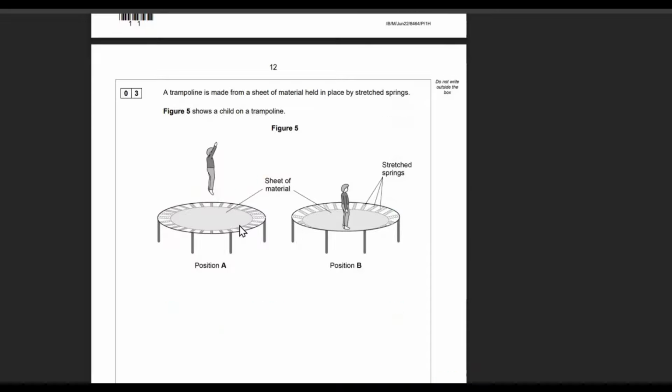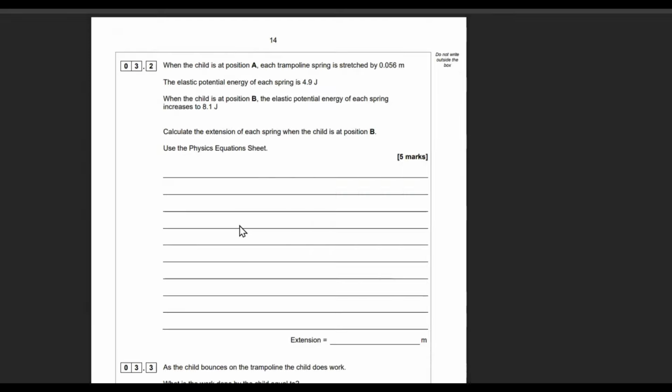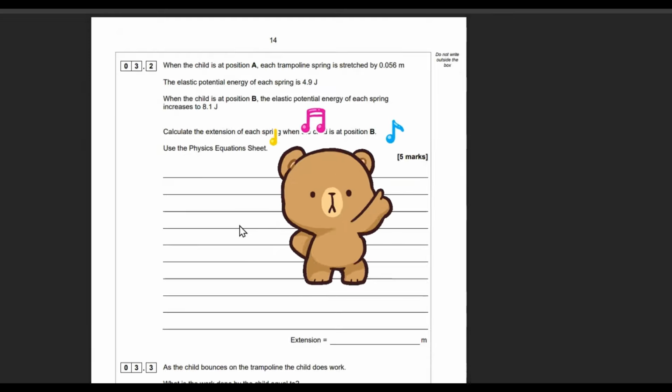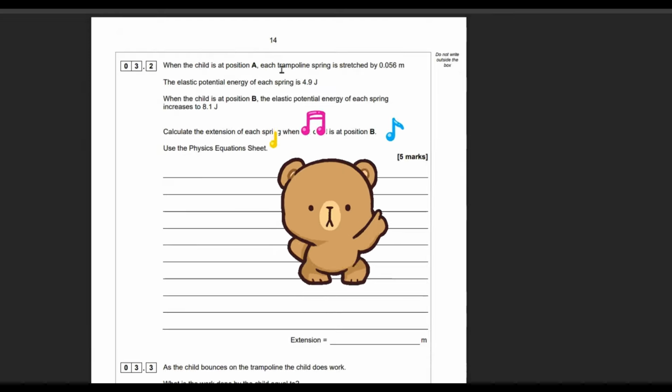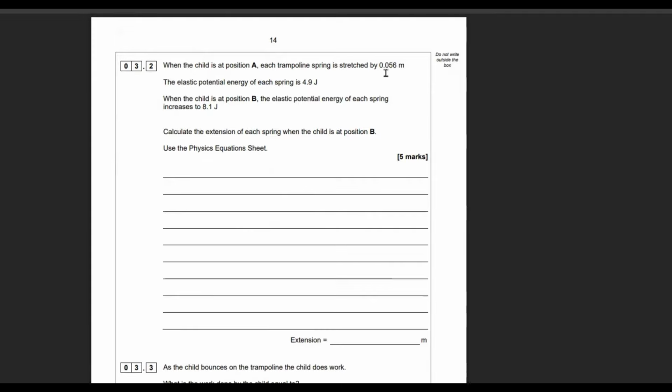All right, let's move on. So that was the answer that goes down there. Now we're going to go to 3.2. We've got a calculation. When the child is at position A, each trampoline spring is stretched by 0.056. The elastic potential energy of each spring is 4.9 joules. When the child is at position B, the elastic potential energy of each spring increases to 8.1 joules. Calculate the extension of each spring when the child is at position B.